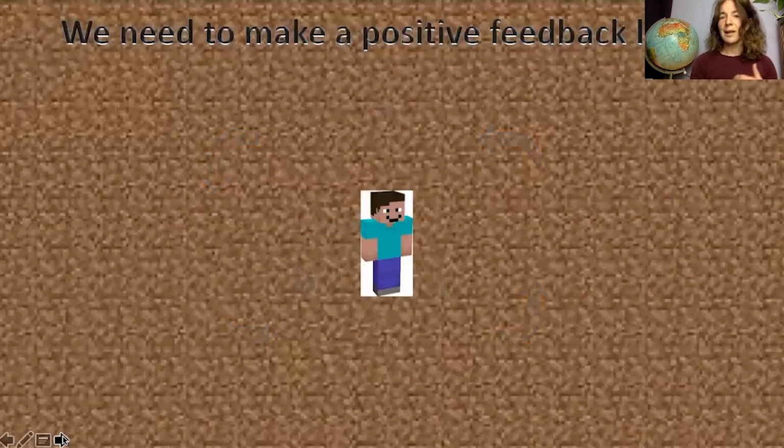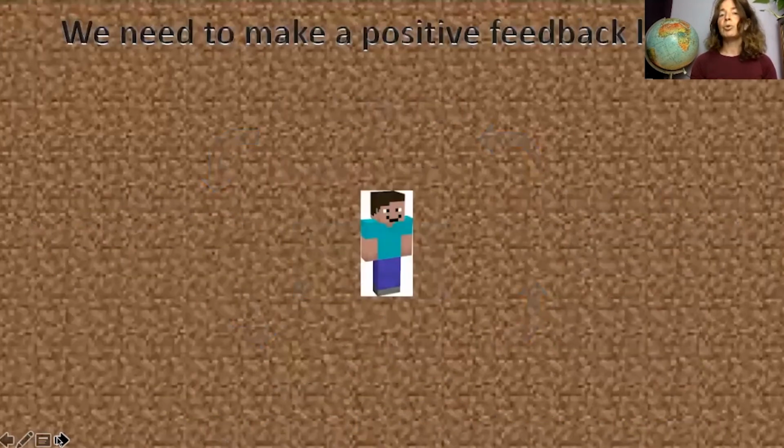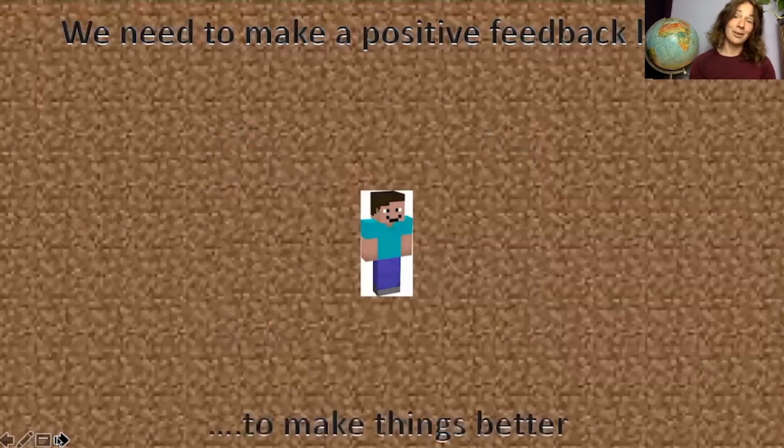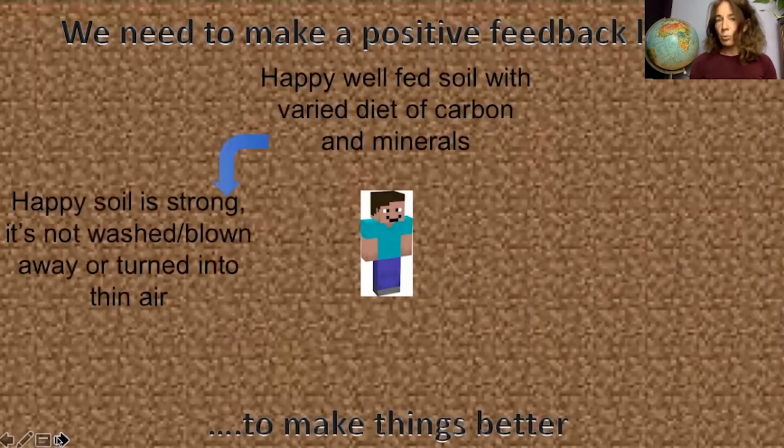What we want to do is get to a natural feedback loop, which is a positive feedback loop. So you saw in the last picture, Steve was unhappy because it's a negative feedback loop, making things worse, making climate change worse. If we move to a positive feedback loop and you can do things to make this happen, then Steve is obviously going to be happy because we're making things better. A happy, well-fed soil with a balanced diet where we're putting carbon and minerals back into the soil is a strong soil. It's not washed away, it's not blown away, and so it's not turned into thin air, and it doesn't contribute to climate change.